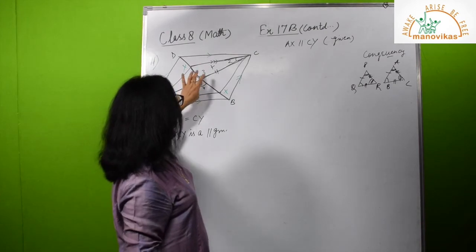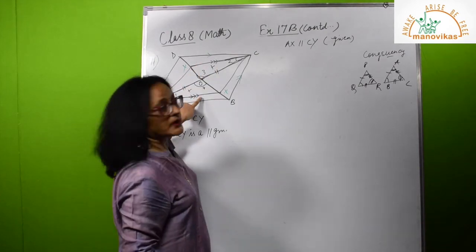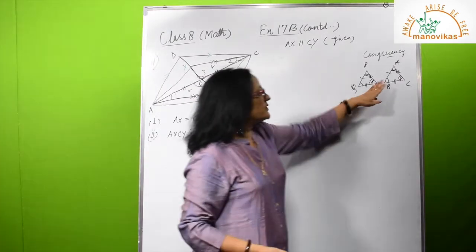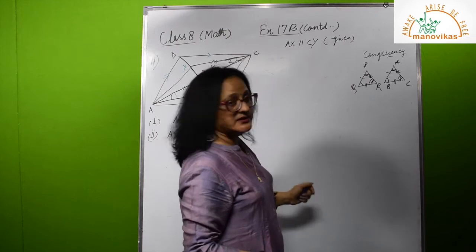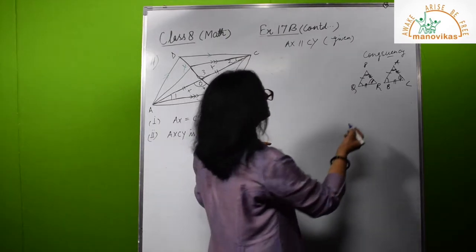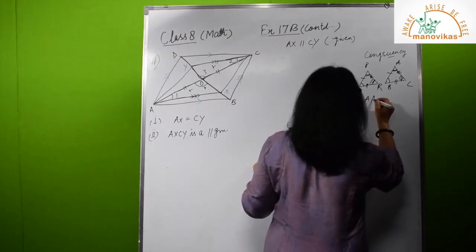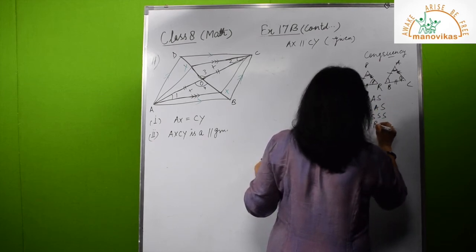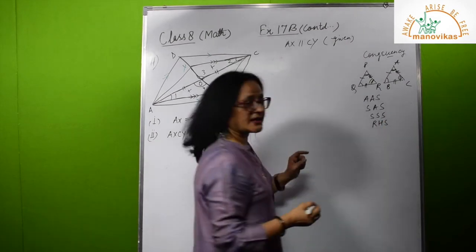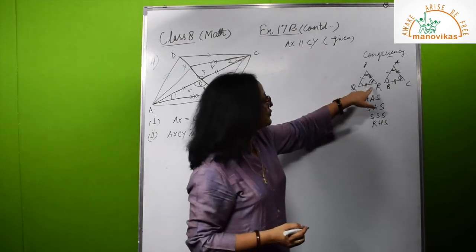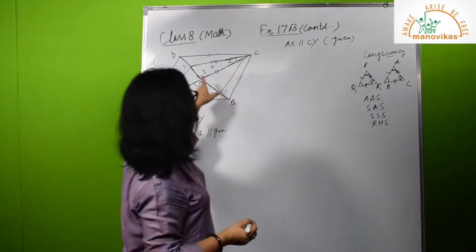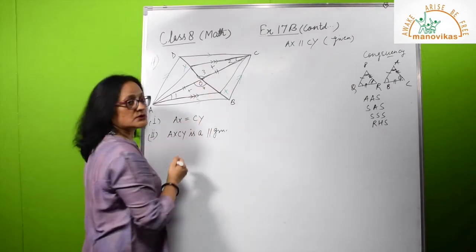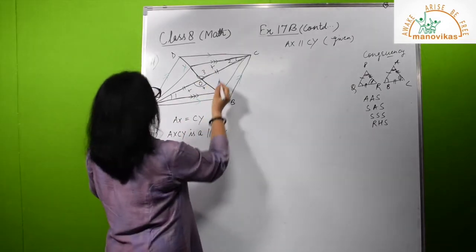If these are congruent, then CY will be equal to AX. First result will be proved. So how can you make two triangles congruent? There are different categories. If you remember, AAS, SAS, SSS, RHS, these are the criteria to prove two triangles congruent. Here we will see which criteria is being used. So let's start with this.